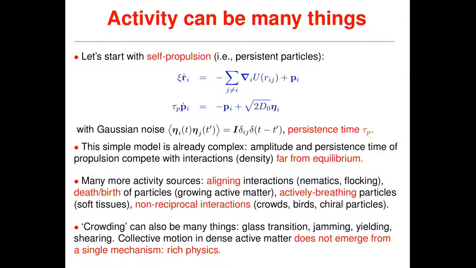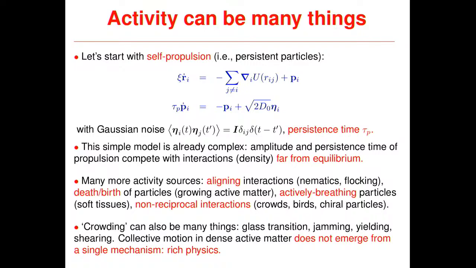Similarly, crowding can mean many things. In the field of dense systems, we talk about the glass transition, the jamming transition, the yielding transition in different contexts. And all of this then can compete with the different types of interactions. So if you mix these three things with these four things, then you can have different physics. The activity and the collective motion doesn't necessarily come from a single explanation. It can be many different mechanisms. And the physics can be very rich. So this is what I want to do today.